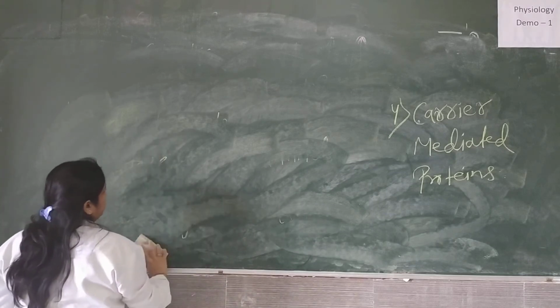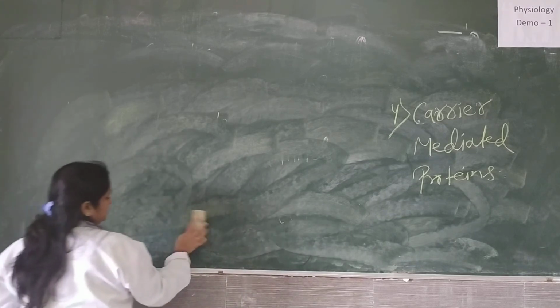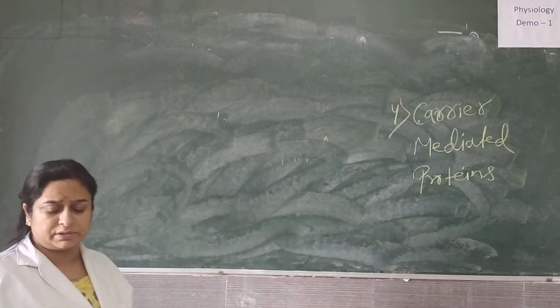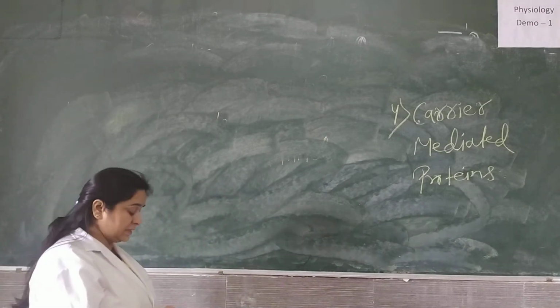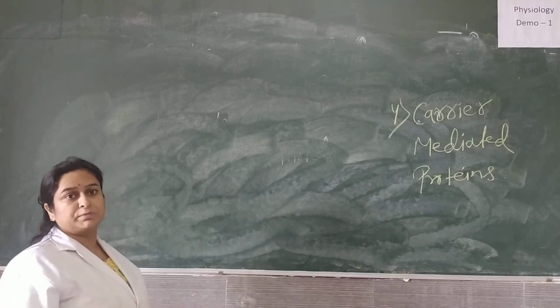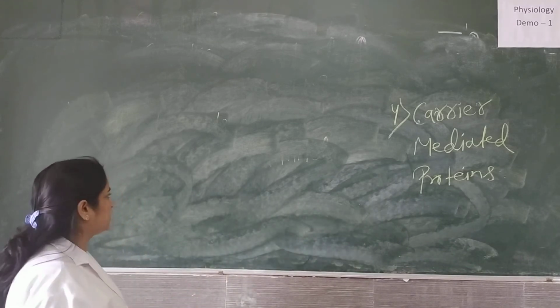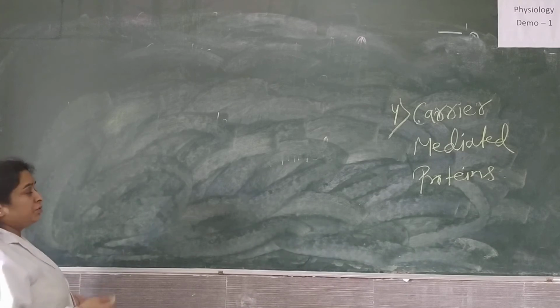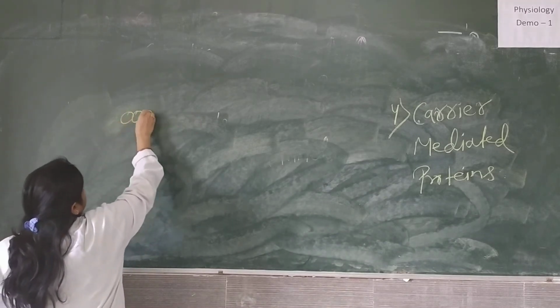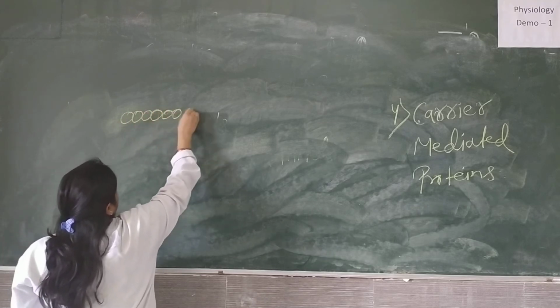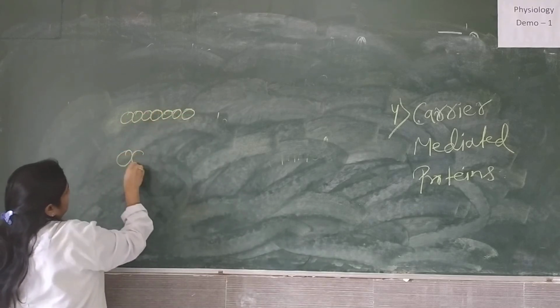So what are leaky channels? Leaky channels we especially see in our neurons. We also see sodium leaky channels in the SA node, which are responsible for generation of the pacemaker potential, and potassium leaky channels in neurons. So this is our lipid bilayer structure.